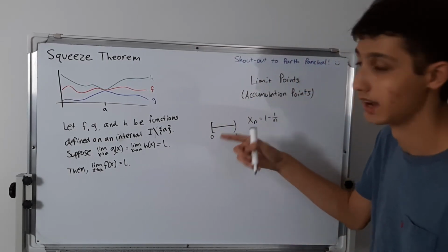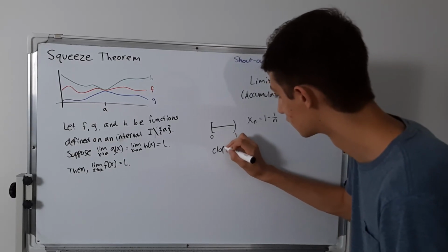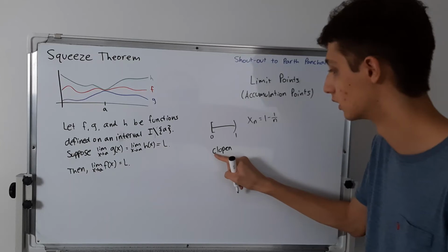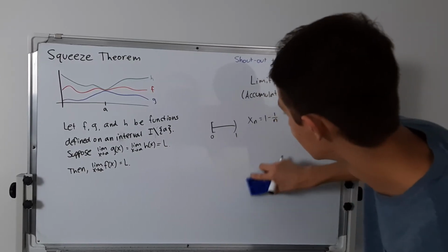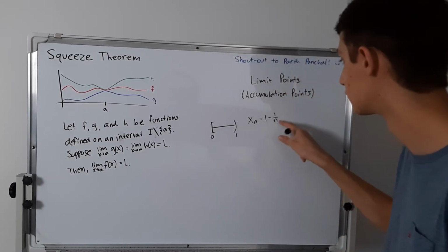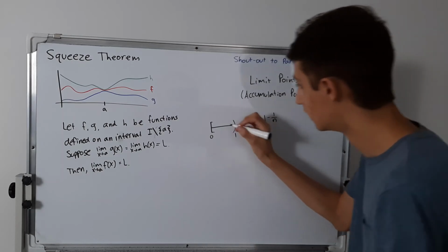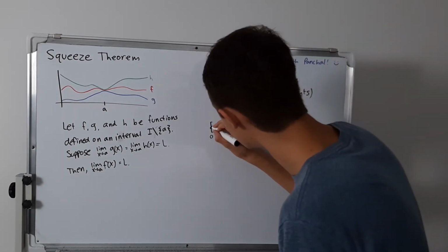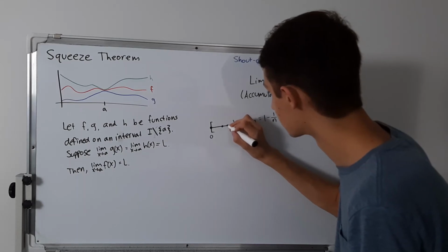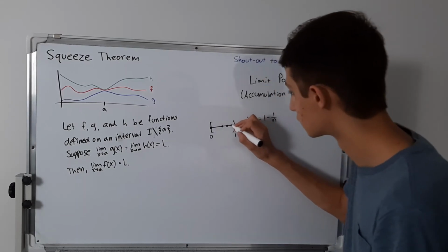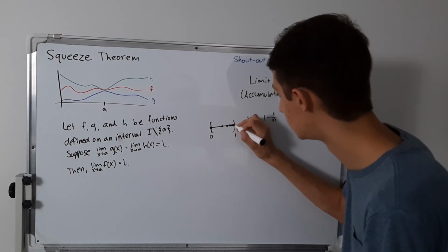A funny name for this is also a clopen interval, because it's closed and open. So we have this interval. 1 minus 1 over 1 is 0, then 1 minus a half, then 1 minus a third is about 2/3, 1 minus a quarter is about 3/4, and you can see that this is going to keep going all the way over here.